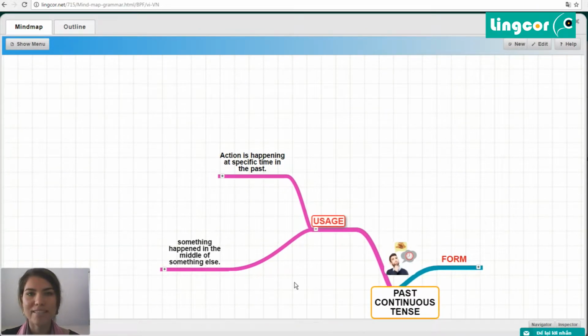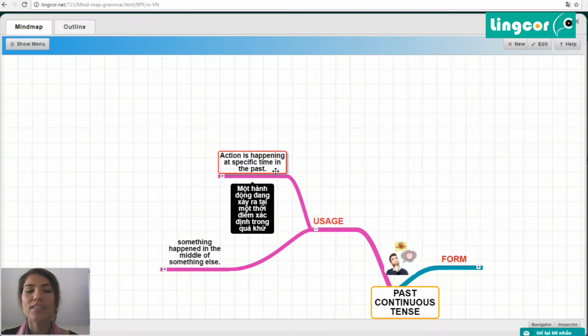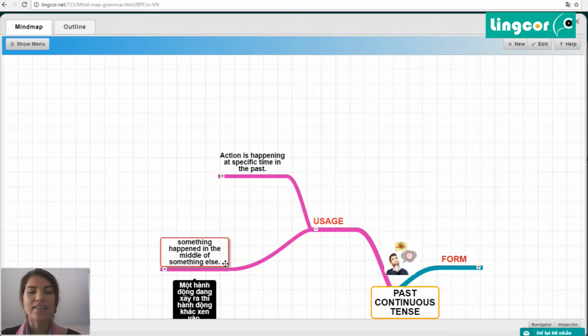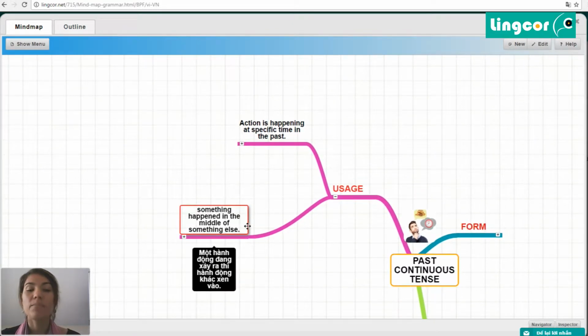So we use the past continuous tense when an action is happening at a specific time in the past and something happened in the middle of something else.